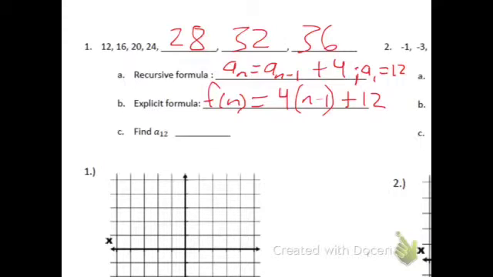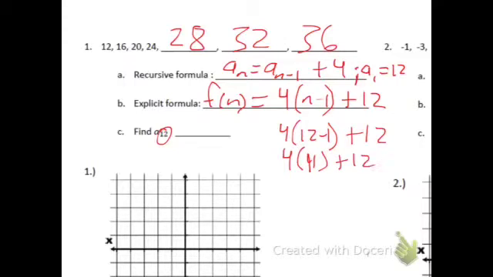Next thing you have to do is find out your a sub 12. A sub 12 means the 12th term in the sequence. You take 12 and you put it where that n is in your formula, and then you calculate. So 4 times 12 minus 1, add 12 on the end. Well, 12 minus 1 is 11, so you have to do 4 times 11, and then add 12. Well, 4 times 11 is 44. Add 12 is going to give you the grand total of 56.